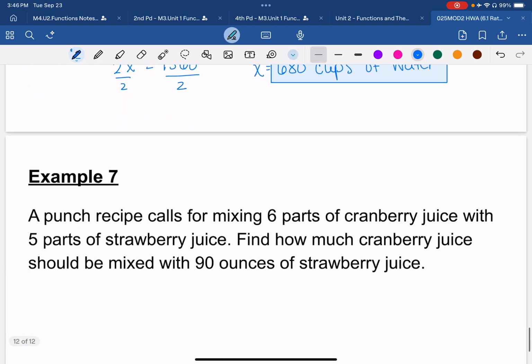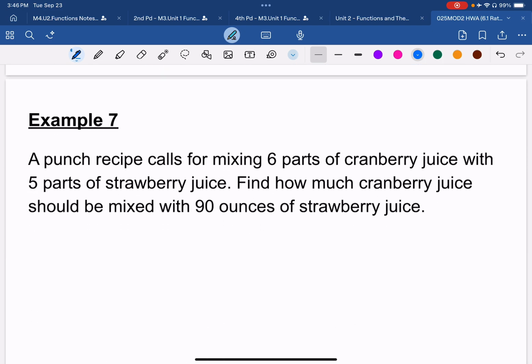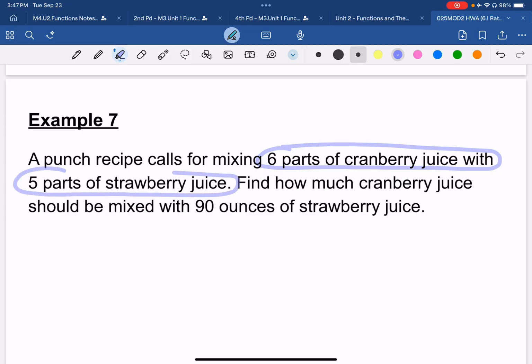Okay. Example 7. A punch recipe calls for mixing 6 parts of cranberry juice with 5 parts of strawberry juice. Find how much cranberry juice should be mixed with 90 ounces of strawberry juice. So again, let's find our proportion. Let's find our ratio. So 6 parts of cranberry juice gets mixed with 5 parts of strawberry juice. So we're comparing cranberry to strawberry.